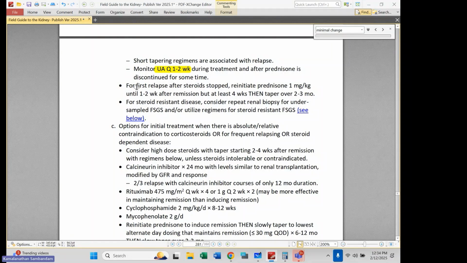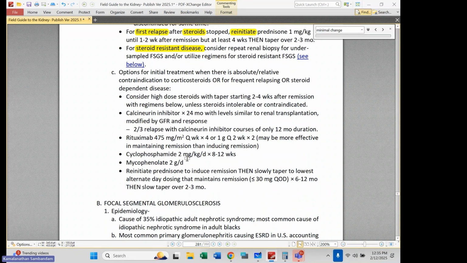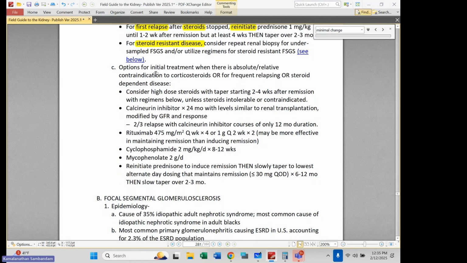And then, if you have your first relapse, granted, if you haven't accumulated toxicities, you can reinitiate prednisone. Okay, but once again, you individualize. If you can't tolerate that, or your patient is 100% against that, calcineurin inhibitors work. Okay, for minimal change disease. Now, for steroid-resistant disease, we'll broach that as we talk about FSGS, because I view that as a FSGS, not steroid-resistant minimal change disease. Okay?